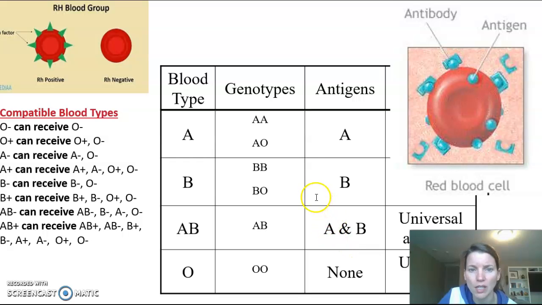Here's just a chart to kind of lay this out. Here are 4 different blood types listed along this row here. The genotypes, so the letter combinations, are in the second column. The antigen is just what makes it that type of blood. I won't go into that too much here.